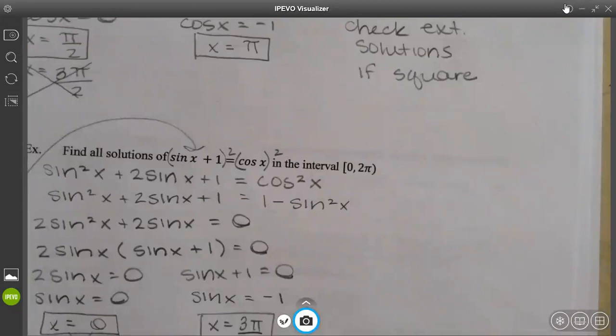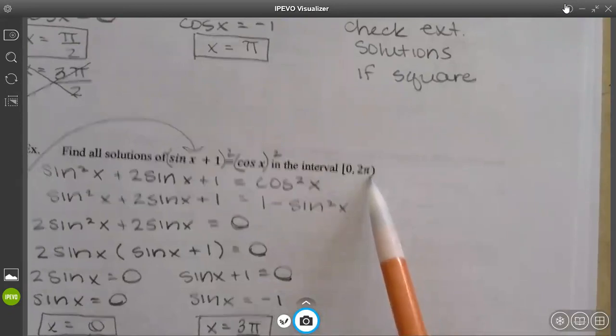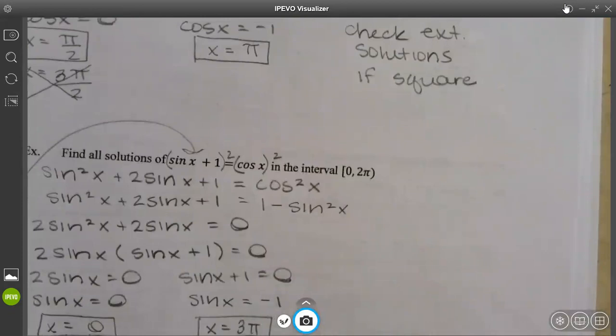What is 2 pi? But it is not included. Got it? Great question.